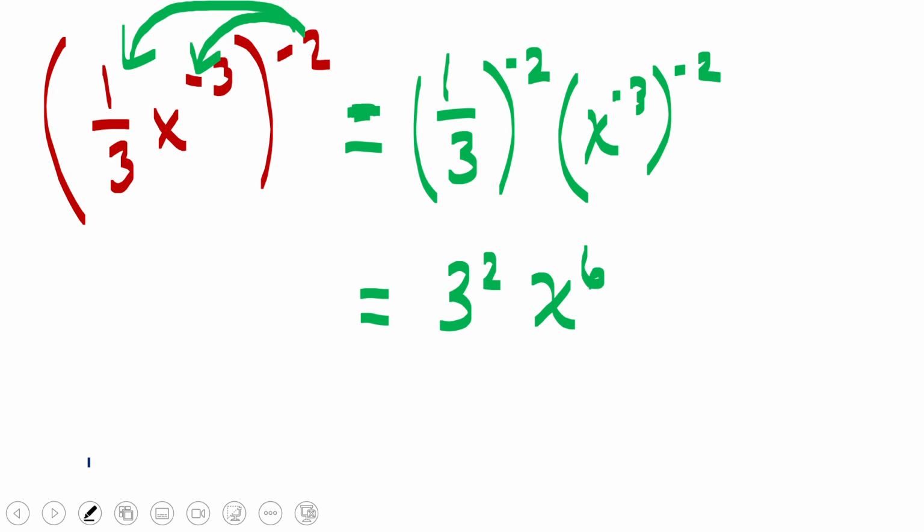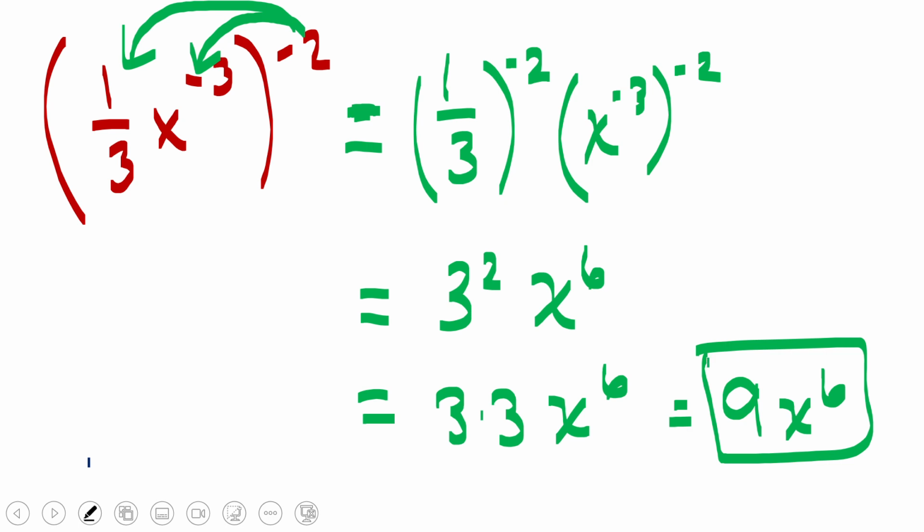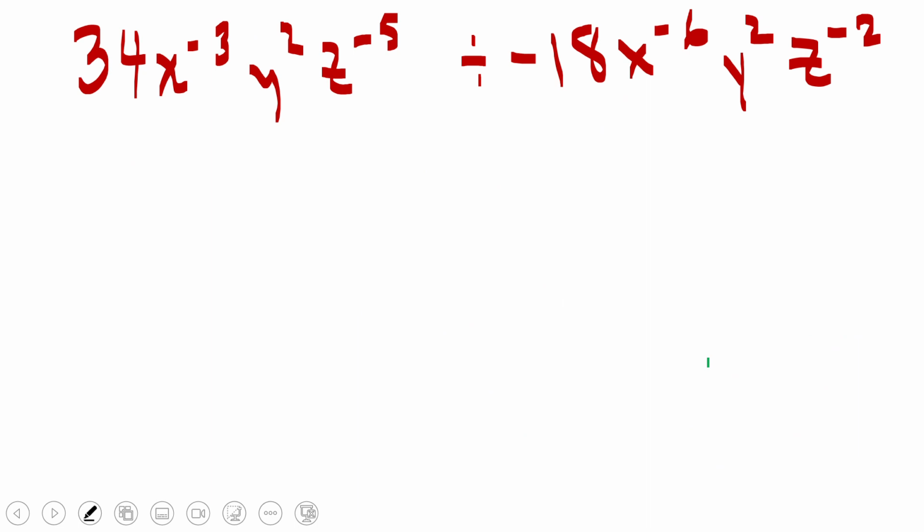So we have 3 times 3 times x to the sixth power. That finally equals 9x to the sixth power. Look this one over. Check it out. Do some work with your negative exponents, also your parentheses, and what exponents are outside those parentheses.